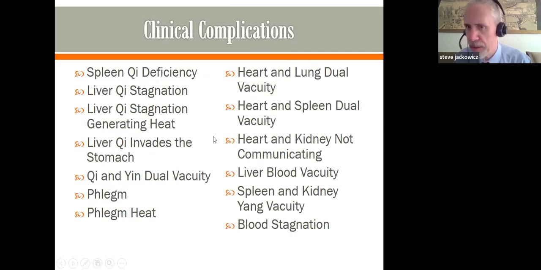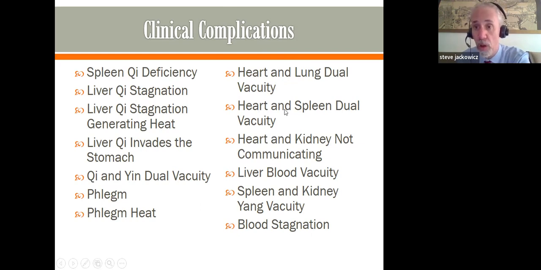Now, we're not able to do all this today. We're actually running out of time at this point, but these are all clinical complications that come from these three basic things, from the lower, middle, and upper that eventually poison each other. And then they lead to all these things: spleen qi deficiency or liver qi stagnation generating heat, liver qi invading the stomach, qi and yin dual vacuity. And that's weird because qi and yin don't like to hang out together, but they can both be deficient. Phlegm heat, heart and lung dual vacuity, heart and spleen dual vacuity, heart and kidney not communicating, liver blood vacuity, spleen and kidney yang vacuity, blood stagnation. Oh my goodness. Well, over the next 10 weeks, we're going to talk about these patterns and about specialized ways to treat them and identify them.